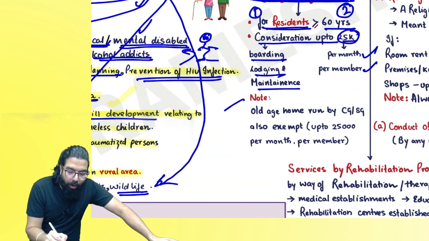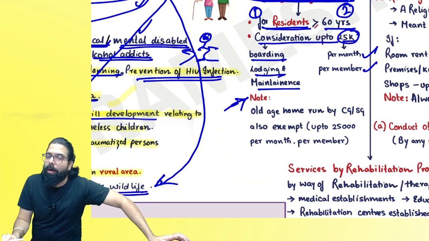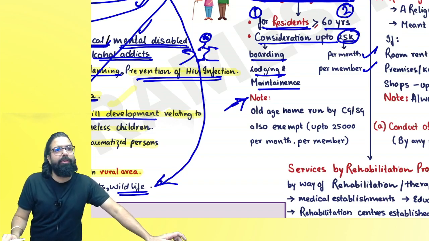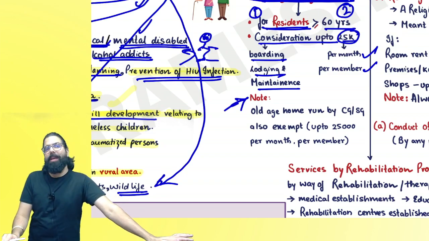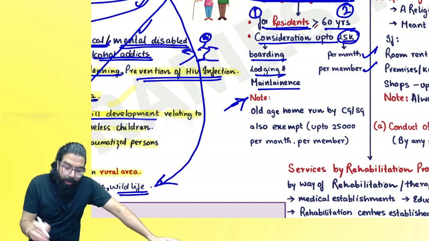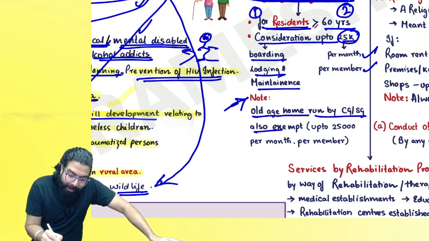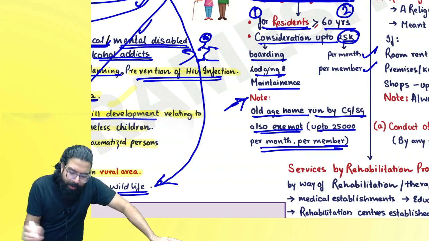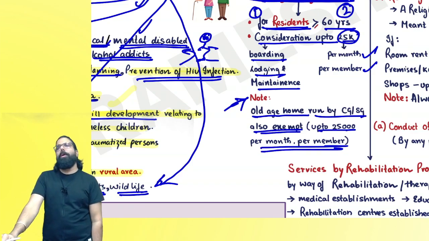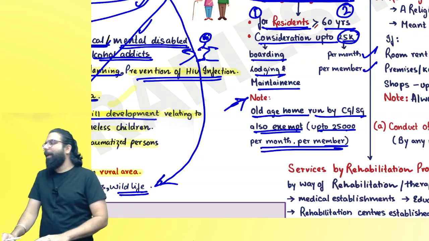Baba, remember one thing. Note, there can be an old age home run by a charitable institution registered under 12AA or 12AB. Now, supposing there is an old age home run by the central government or state government, then it is also exempt if they are charging up to how much, everyone? 25,000 per month per member. Can I go ahead, everyone?